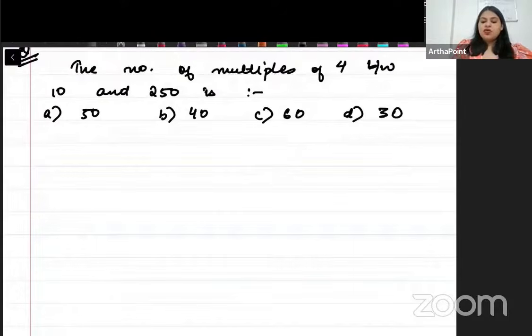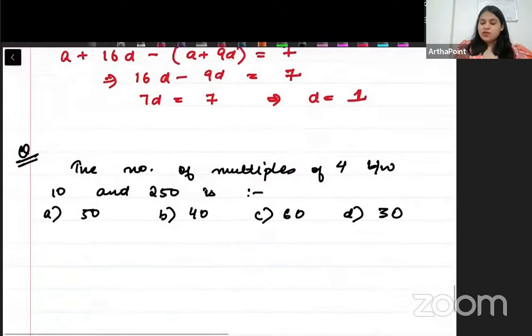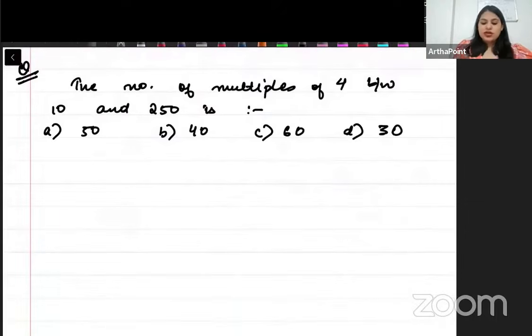So beta, when we talk about the number of multiples between 10 and 250, that means after 10, what's the first multiple? 12. Second multiple 16. Third multiple 20. 24. These are all multiples of 4, right?